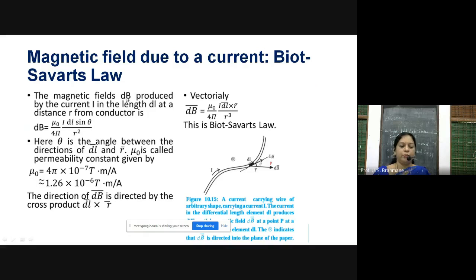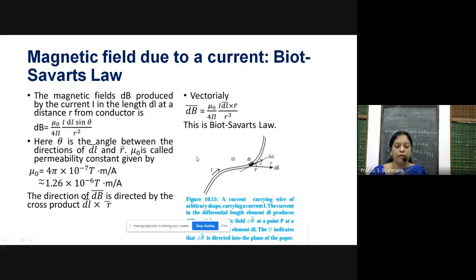So it is represented by a circle and a cross. The magnetic field dB produced by the current I in the length dl at a distance r from the conductor is dB equal to mu 0 upon 4 pi, I dl sine theta upon r square. Here mu 0 upon 4 pi is a constant. So dB is actually proportional to four quantities. First, it is directly proportional to the current I. It is proportional to dl. Then it is proportional to sine theta, and inversely proportional to r square, the distance between the element and the point at which we have to find the magnetic field.